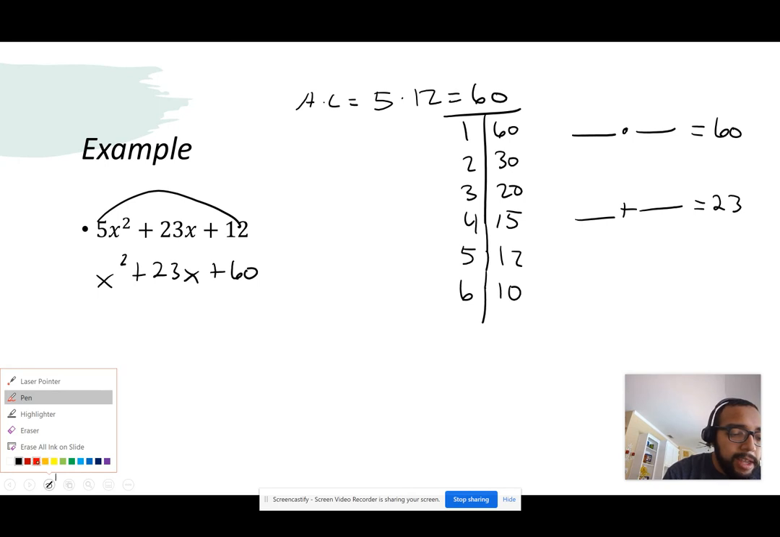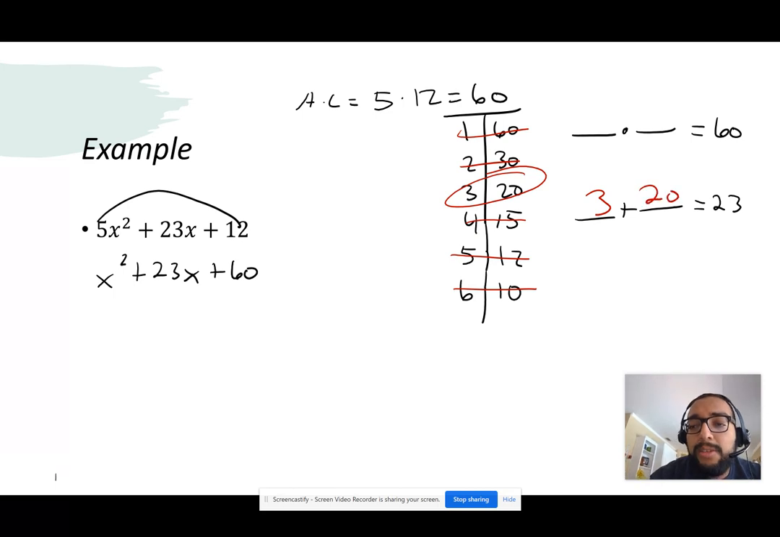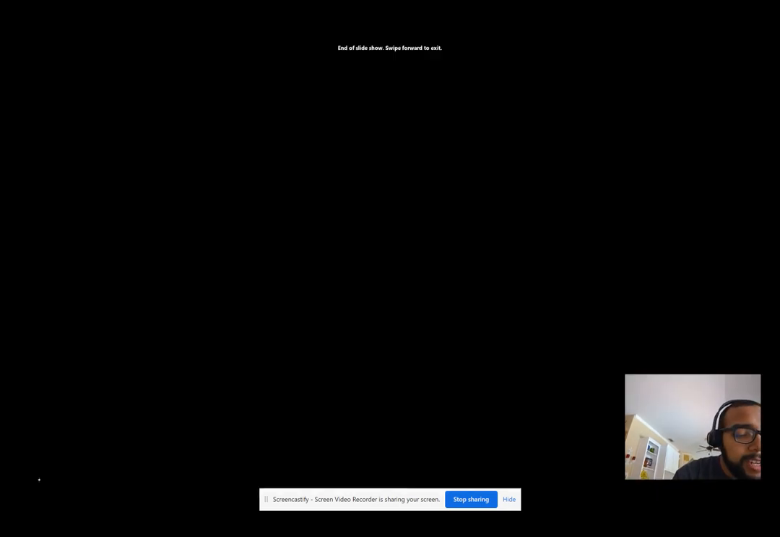So let's start eliminating. 1 plus 60 is 61, or 59. 2 plus 30 is 32, or 28. 3 plus 20 is 23. Okay, that might work. Let me check the other ones just to be safe. 4 plus 15 is 19, or 11. 5 plus 12 is 17, or 7. And then 6 plus 10 is 16, or 4. So it looks like 3 and 20 works, because 3 plus 20 is 23, and 3 times 20 is 60.